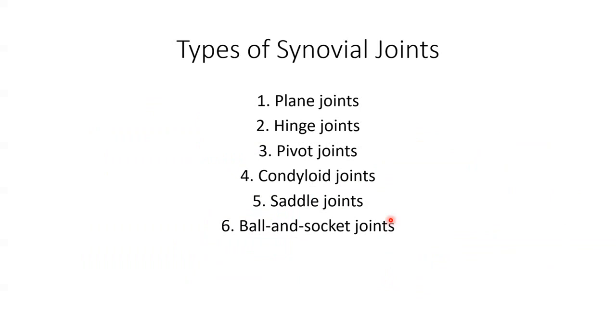So moving on to the different types of synovial joints, and although all synovial joints have many characteristics in common, the shapes of the articulating surfaces vary, and thus the type of movements permitted by the joints will vary significantly. Within the general classification of a synovial joint, the different subtypes are categorized based on the type of movement they permit. These subtypes are plane joints, hinge joints, pivot joints, condyloid joints, saddle joints, and ball and socket joints.